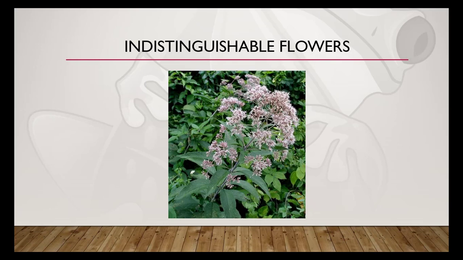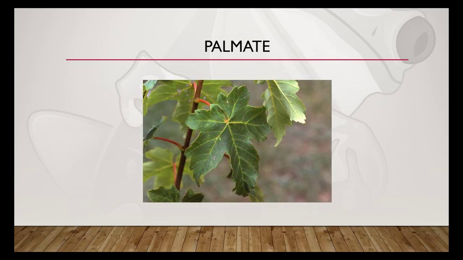The term palmate looks like your hand. This can also be called digitate. The leaves come out from the center and look like fingers off of your hand. You can also describe the veins in a leaf as palmate.